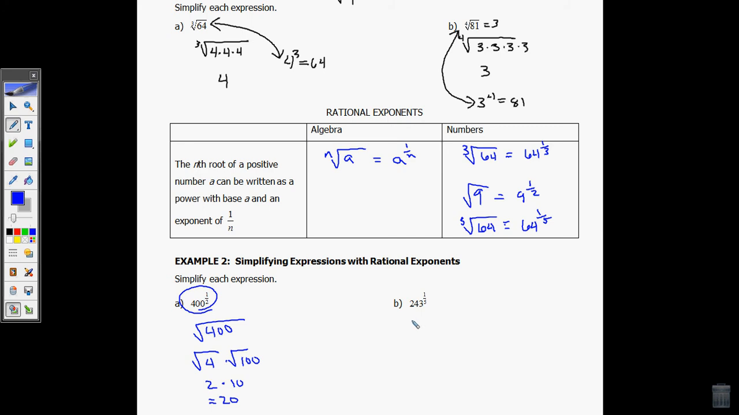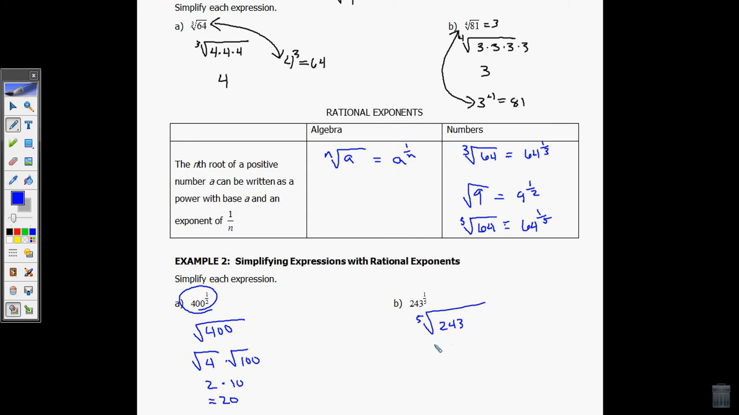Let's try again with something else. B is 243 raised to the 1/5 power. Right, so again, the important thing to recognize here is that 243 raised to the 1/5 is the same thing as the 5th root of 243. So now, how do I manage to do this?